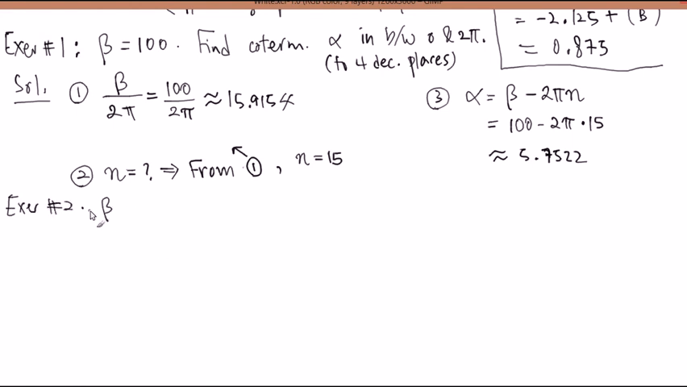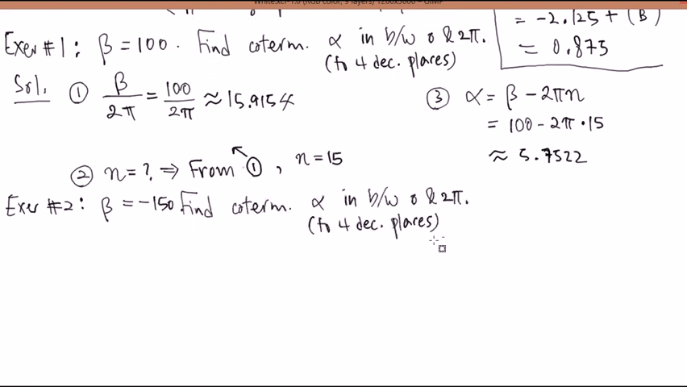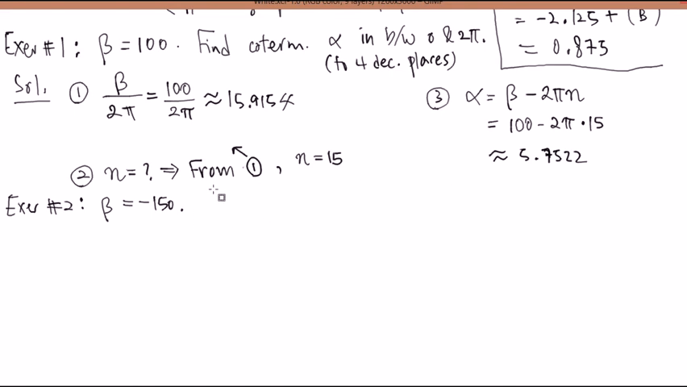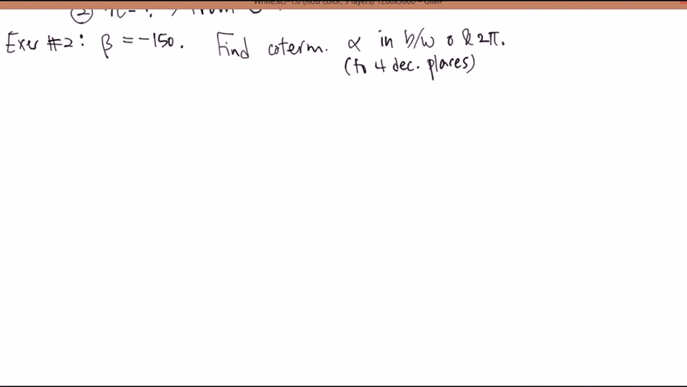How about when beta is negative 150? And then I'm going to copy that thing there. Find the coterminal angle alpha that is in between 0 and 2 pi to 4 decimal places. And beta here is negative 150.